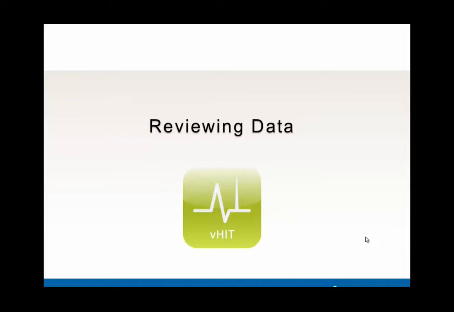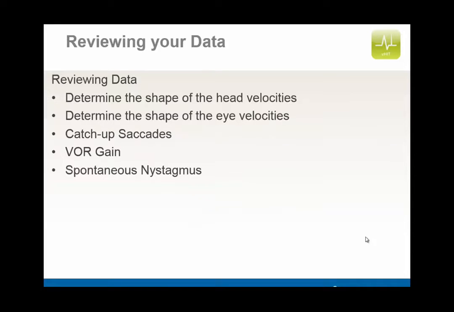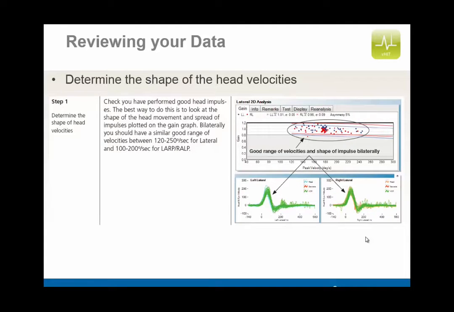Now let's talk about reviewing data. So in reviewing data, you need to determine the shape of the head velocities, determine the shape of the eye velocities, look at the catch-up saccades, look at the VOR gain, and then we'll also talk about spontaneous nystagmus. So the first thing is determining the shape of the head velocities.